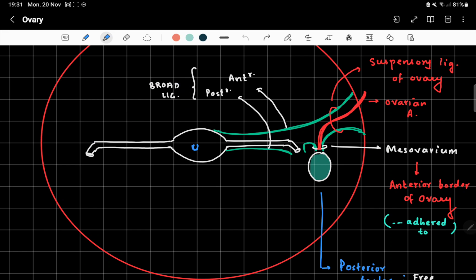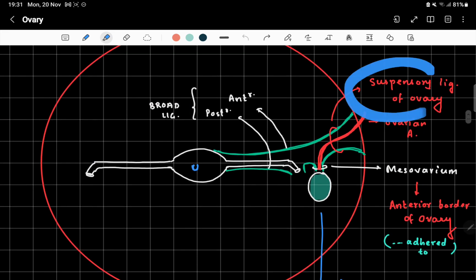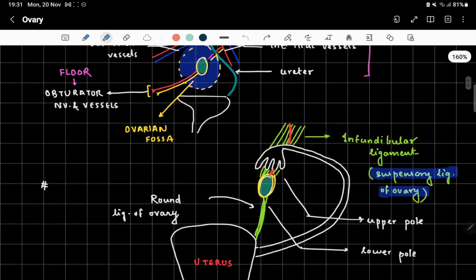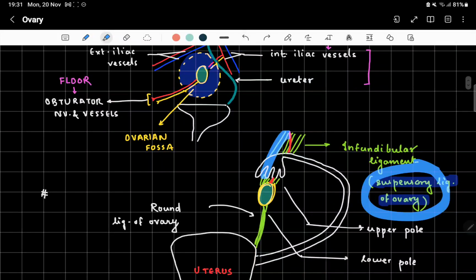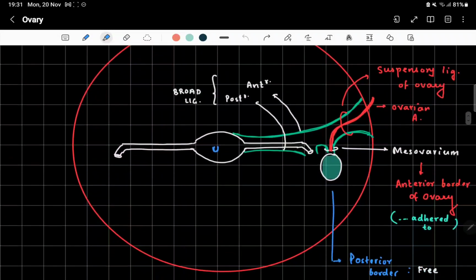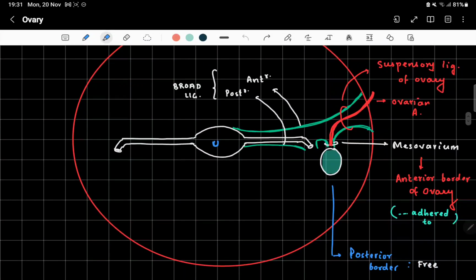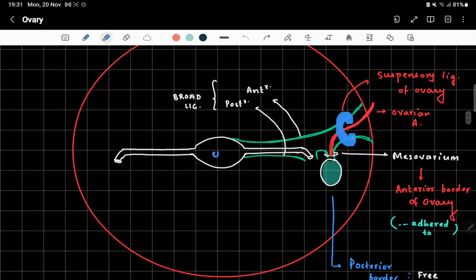And we have the broad ligament, the anterior part, this is the anterior broad ligament. So this part is actually the suspensory ligament of the ovary, which is suspending the ovary, right? This part, the suspensory ligament of the ovary, is suspending the ovary to the fimbria. So this whole part, these three parts are generally combining to form a suspensory ligament.